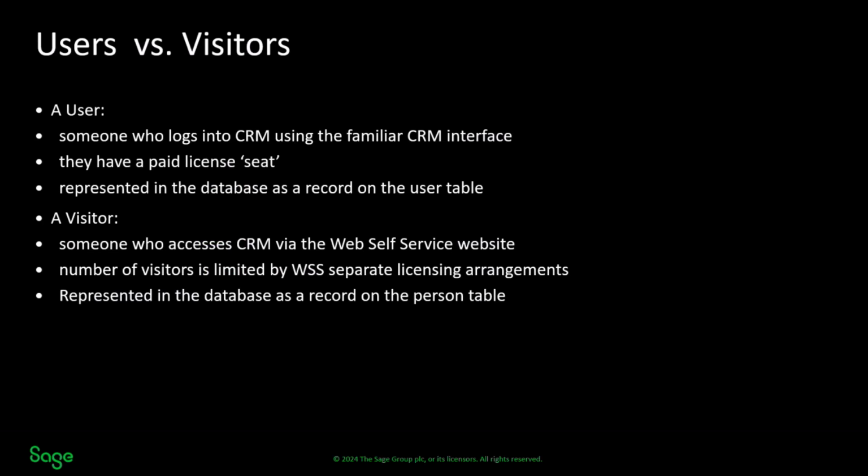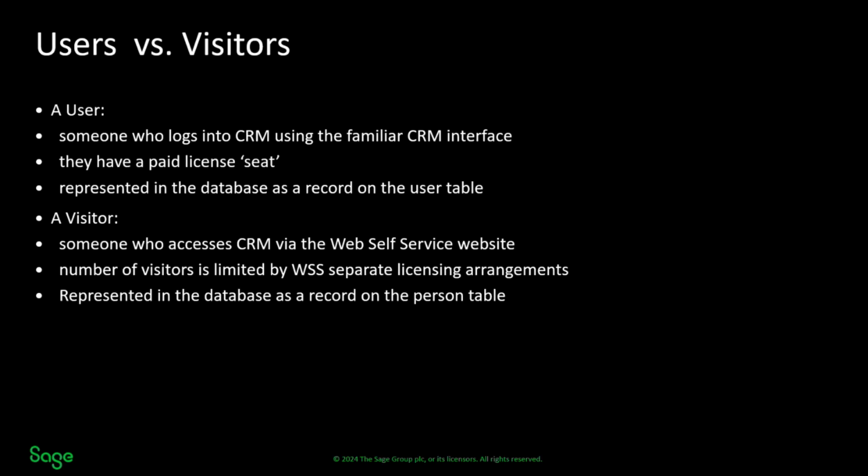So, to recap that information, a user is someone who logs on to CRM using the familiar main CRM interface. They consume a paid license. We see that information within the user table. That user is linked then into all of the other information around security, like teams, like the security profile, like territories.